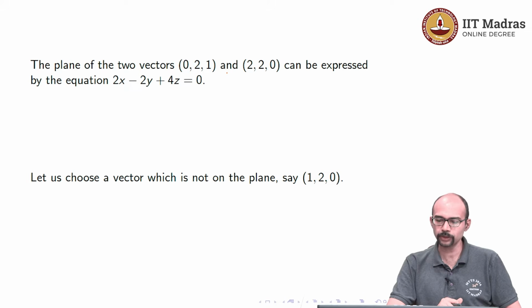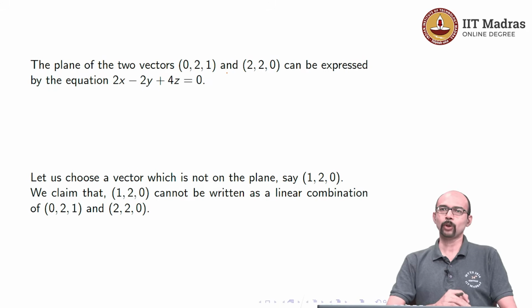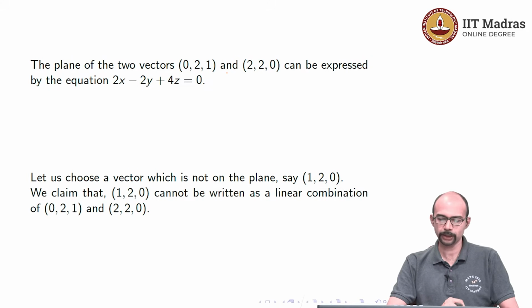Okay, so suppose we choose now a point or a vector which is not on the plane, say 1, 2, 0. So 1, 2, 0 is not on the plane. How do I check 1, 2, 0 is not on the plane? I plug in these values into the equation of the plane and get that it is not 0. Okay, so 2 times 1 minus 2 times 2 plus 4 times 0 is not equal to 0. So that's why it's not on the plane. So we claim then that 1, 2, 0 cannot be written as a linear combination of 0, 2, 1 and 2, 2, 0.